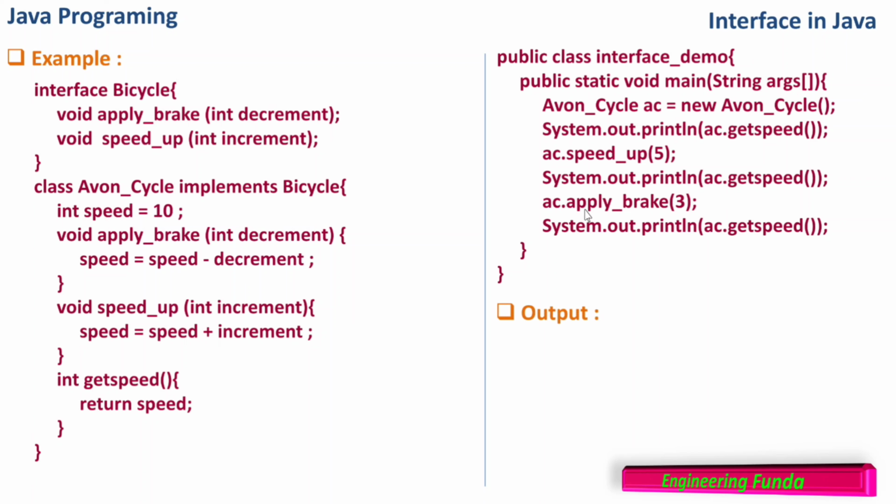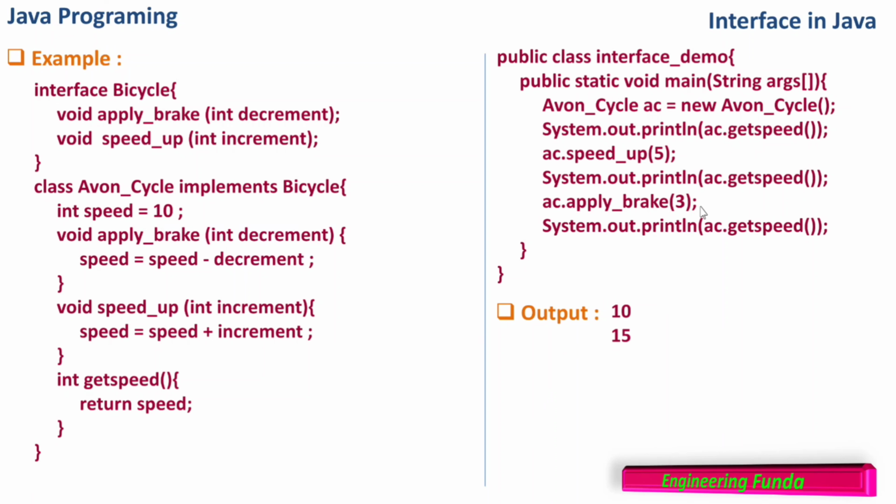So if we write down this program in a Java file, compile and execute it, then what should be the output there? So here we can see the output. First it is printing getSpeed, which is by default 10. So output is 10. Then speed up with 5, increment is 5. 10 plus 5 is 15. So it is printing here 15.